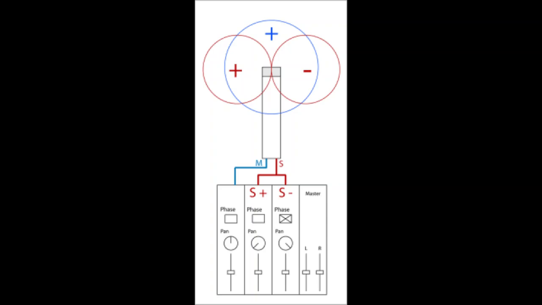Duplicate the figure-8 output and reverse the polarity of one of the outputs. Pan the outputs left and right. Reduce the volume of the cardioid output to create the psychoacoustic image of a widely spaced sound source. In the diagram, the left fader would be pulled down to create the psychoacoustic effect.